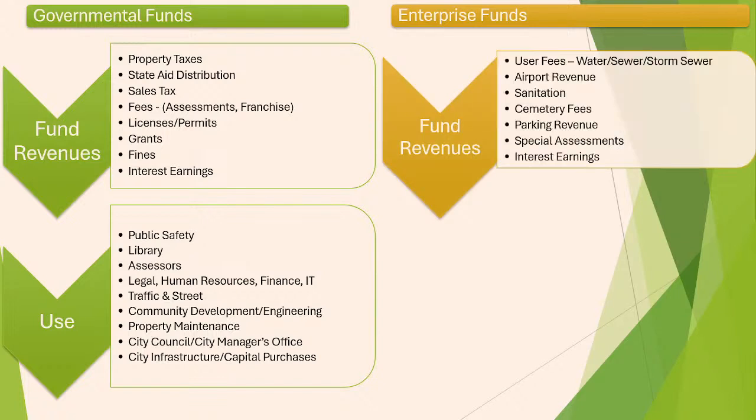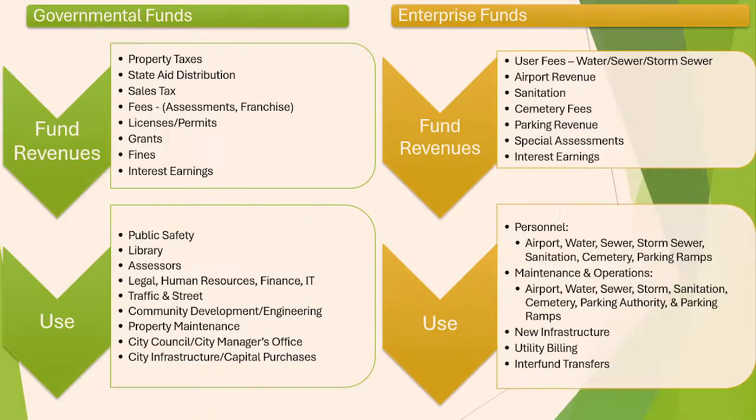Enterprise funds, those are things we operate like a business: airport, sanitation, cemetery, parking, and again, those revenues come from fees that we charge related to those operations and interest earnings. The uses, that's the services that we provide that people are paying us, like the water, sewer, those types of things.